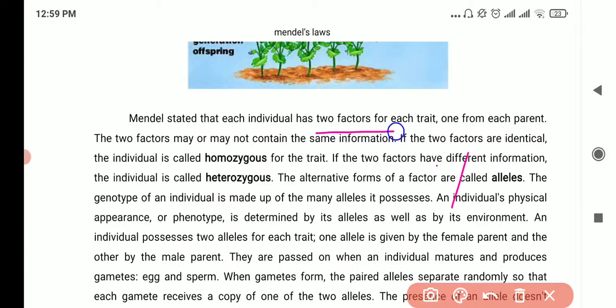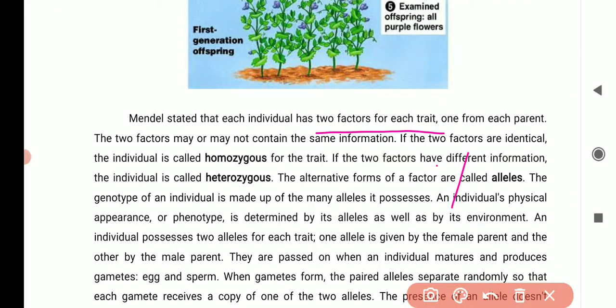The factors come in pairs, one from each parent. So one factor came from one parent, let's say the father, and another factor has come from the mother. The two factors may or may not contain the same information, because one may contain white information and one purple. If the two factors are identical, then the individual is called homozygous for that trait.